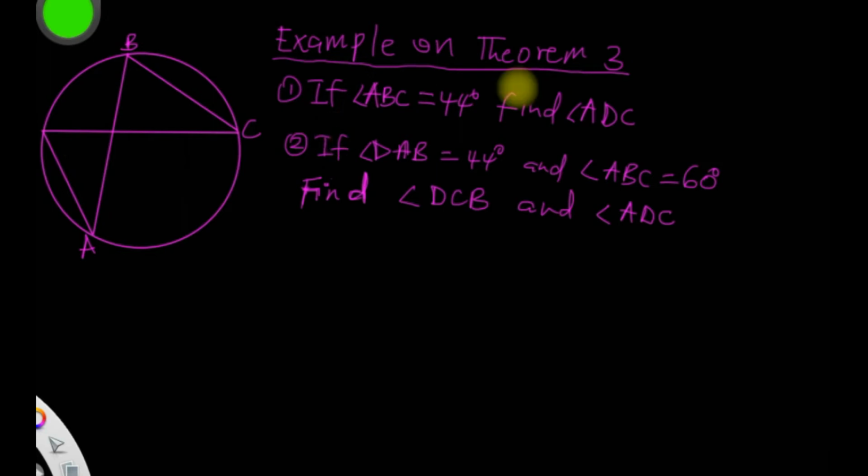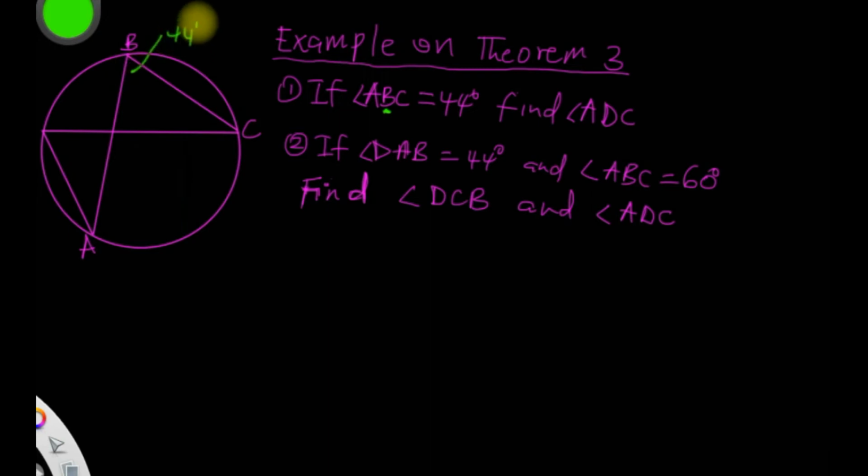So in this example, we are told that if angle ABC, so the angle at B, if angle ABC is equal to 44, so ABC is equal to 44. So we are told that if this angle is what?